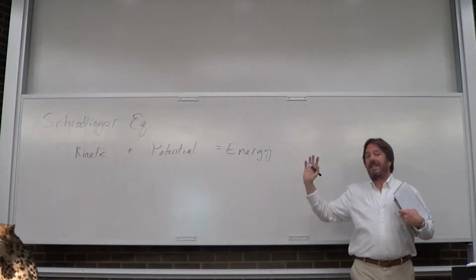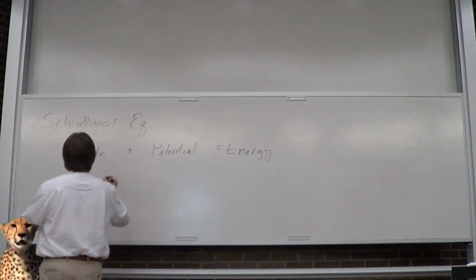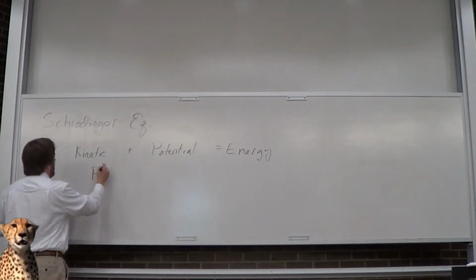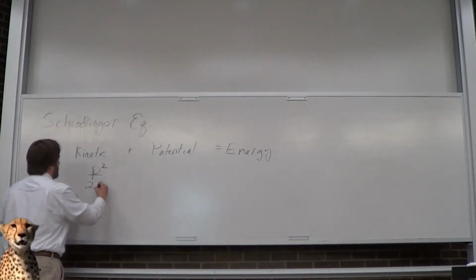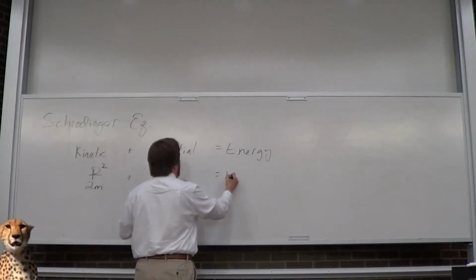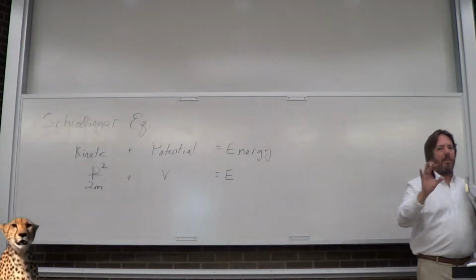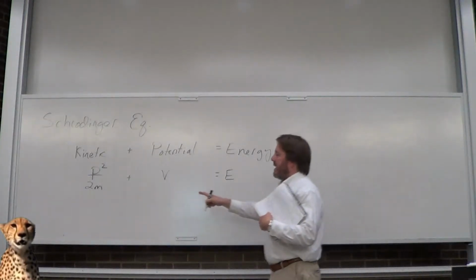Now hopefully we all accept this. And let me start down the math road here. P squared over 2m plus V. And now I'm going to use the letter E for energy instead of electric field. Okay, now P squared over 2m, is that kinetic energy?